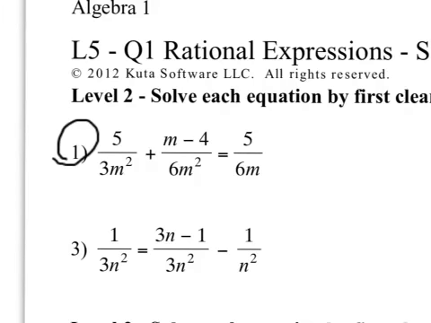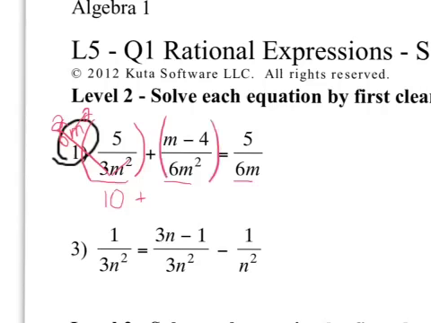Okay, with quiz 5, you have to find a common denominator and clear your fractions. So the common denominator between 3m squared, 6m squared, and 6m is 6m squared. So I'm going to multiply everything by 6m squared. When I do the first one, the m squareds can cancel out, and 6 over 3 becomes 2. 2 times 5 leaves me with 10.